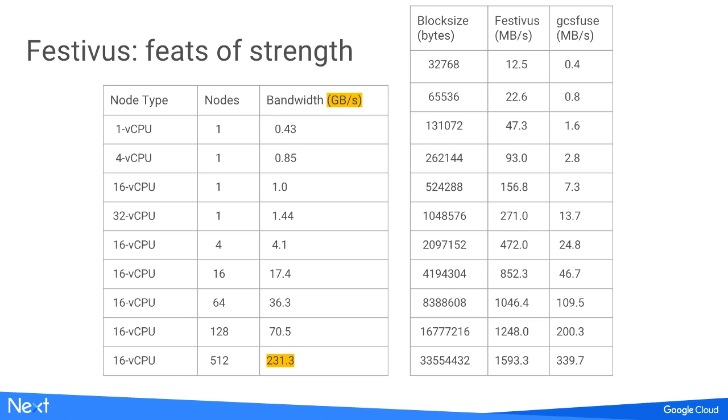The other table shows the performance versus GCS Fuse, which is an open source implementation, of what sort of performance you get if you're doing random reads in a file, where you can't depend on prefetching to give you better performance. So you can see that if you typically read something like 1 megabyte blocks, Festivus is giving you 270 megabytes per second versus GCS Fuse is down more than a factor of 20 from that. And for very large blocks, we're basically up at the network limit of the node at almost 1,600 megabytes a second.